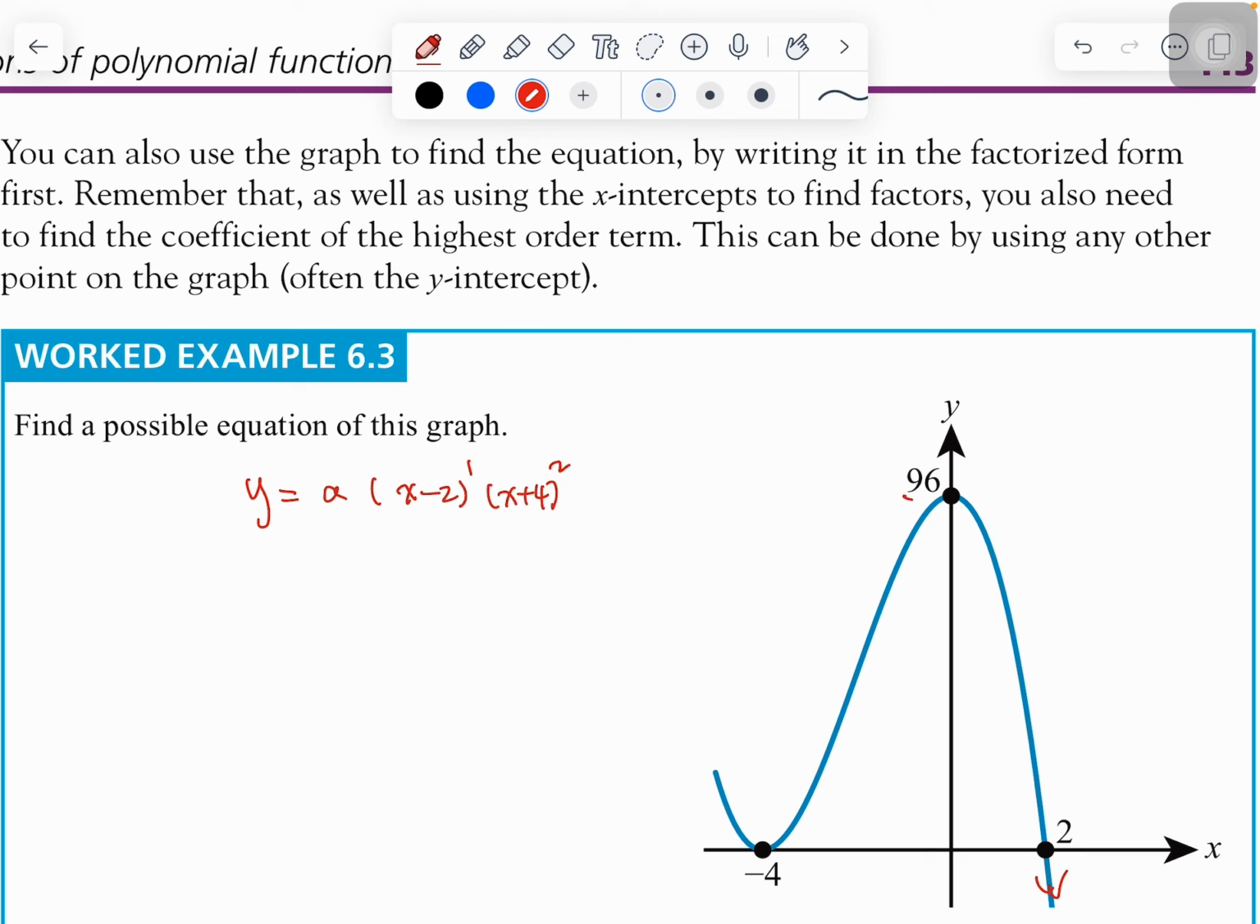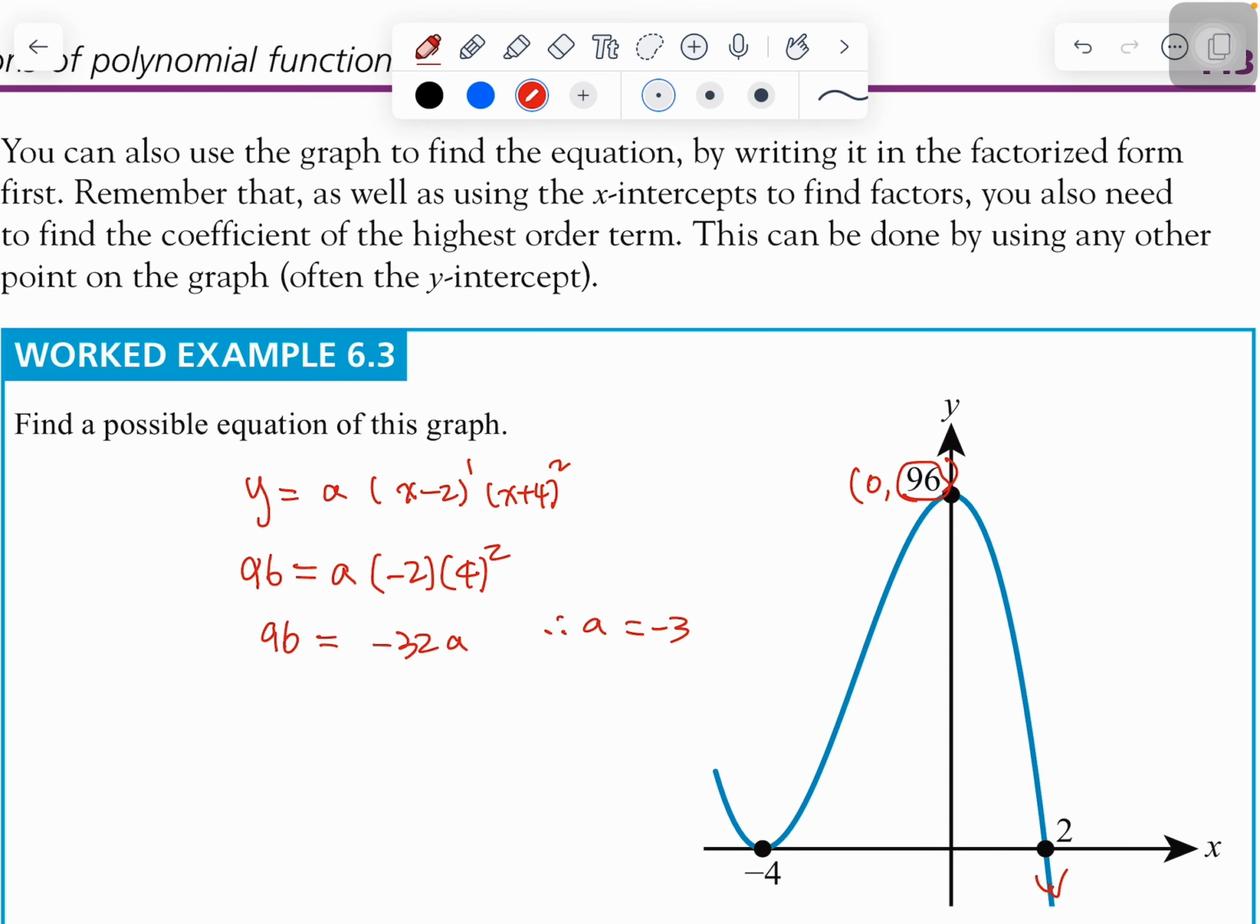And there is another clue here: 0, 96. Let's put 0 into x and 96 into y. 96 becomes a times negative 2 times 4 squared. So 96 equals negative 32a. Therefore, a becomes negative 3. y equals negative 3 times x minus 2 times x plus 4 squared. This is a possible equation of this graph.